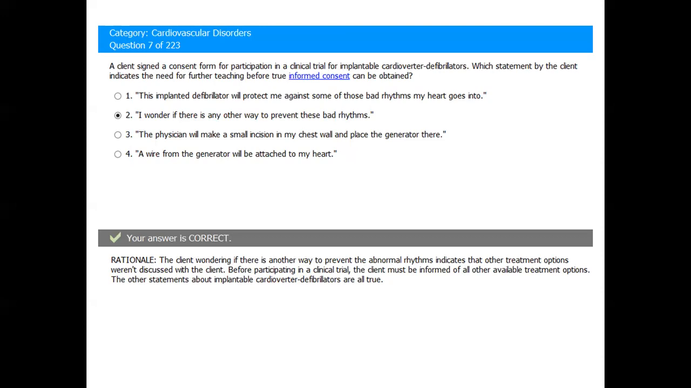Now it depends on the patient's choice what they do. It is their right. If they like, they can take the treatment or care. If they do not like, they can refuse it. So when anybody says something like number two, it means you did not explain the alternative ways. Before participation in a clinical trial, the client must be informed of all other available treatment options.